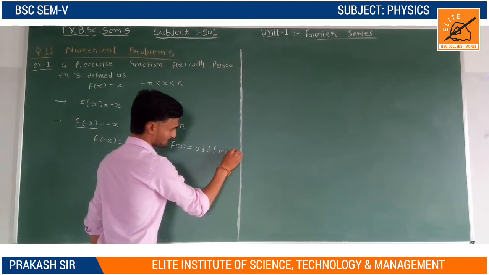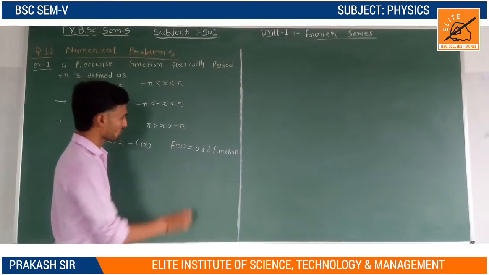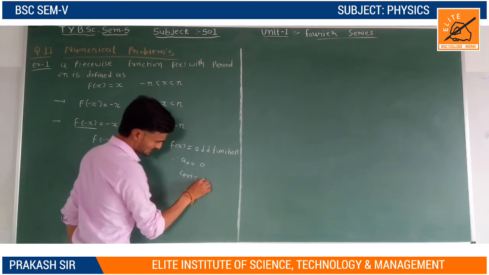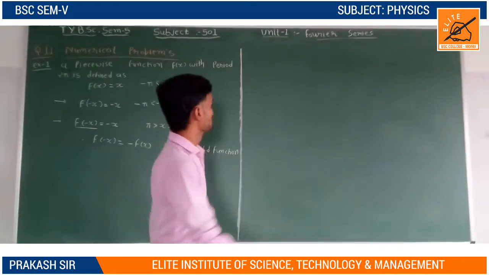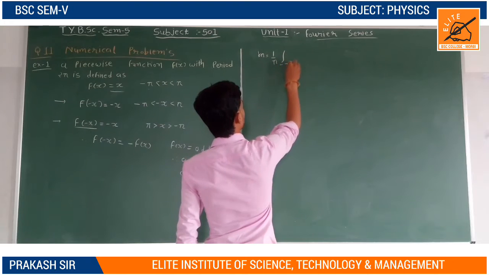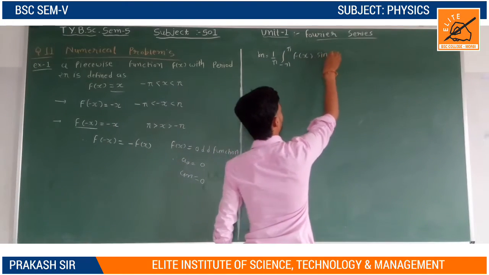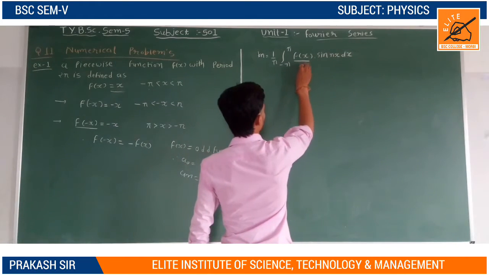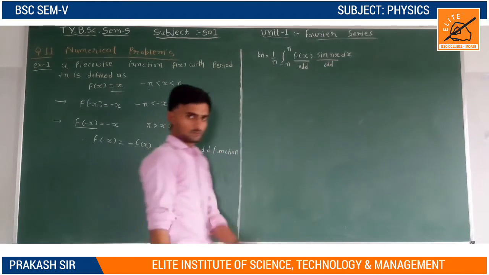So f of x is an odd series. So a0 is 0 and an is 0. Now only one coefficient needs to be calculated, bn. So bn is equal to 1 upon pi, integral from minus pi to pi of f of x into sin nx dx. Here f of x is odd and sin is odd, so odd times odd equals even.